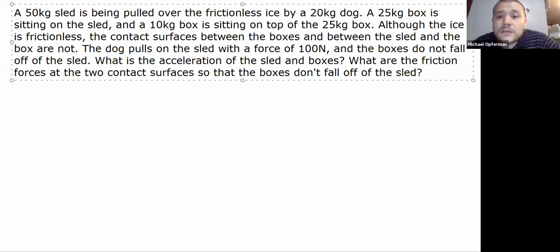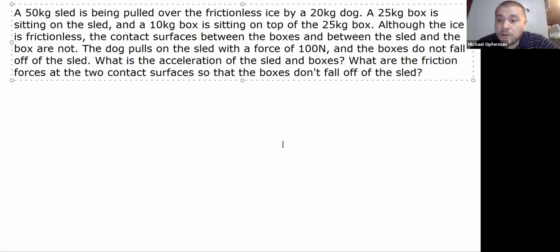So next up, I want to show you an example of a problem where Newton's third law is a crucial part of how you solve it. This is a problem I have in my lecture notes. We have here a sled with a stack of boxes on top of it. And then the sled gets pulled by a dog and the boxes don't fall off the sled.